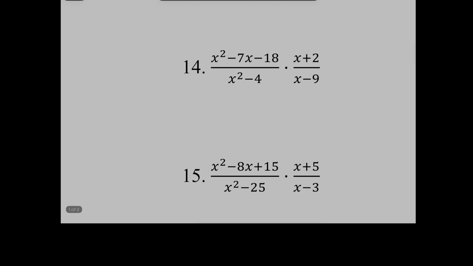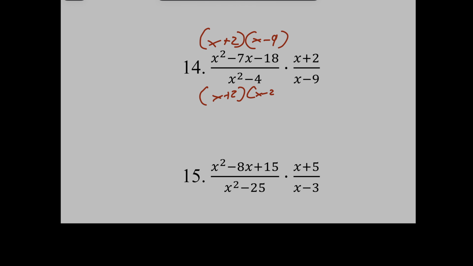How about number 14? All right, third term negative, signs are going to be different. What multiplies to 18 and subtracts to 7? That would be a 9 and a 2. The bigger one gets the sign of the middle, so the 9 goes with the minus, the 2 goes with the plus. That becomes an x plus 2, x minus 2.